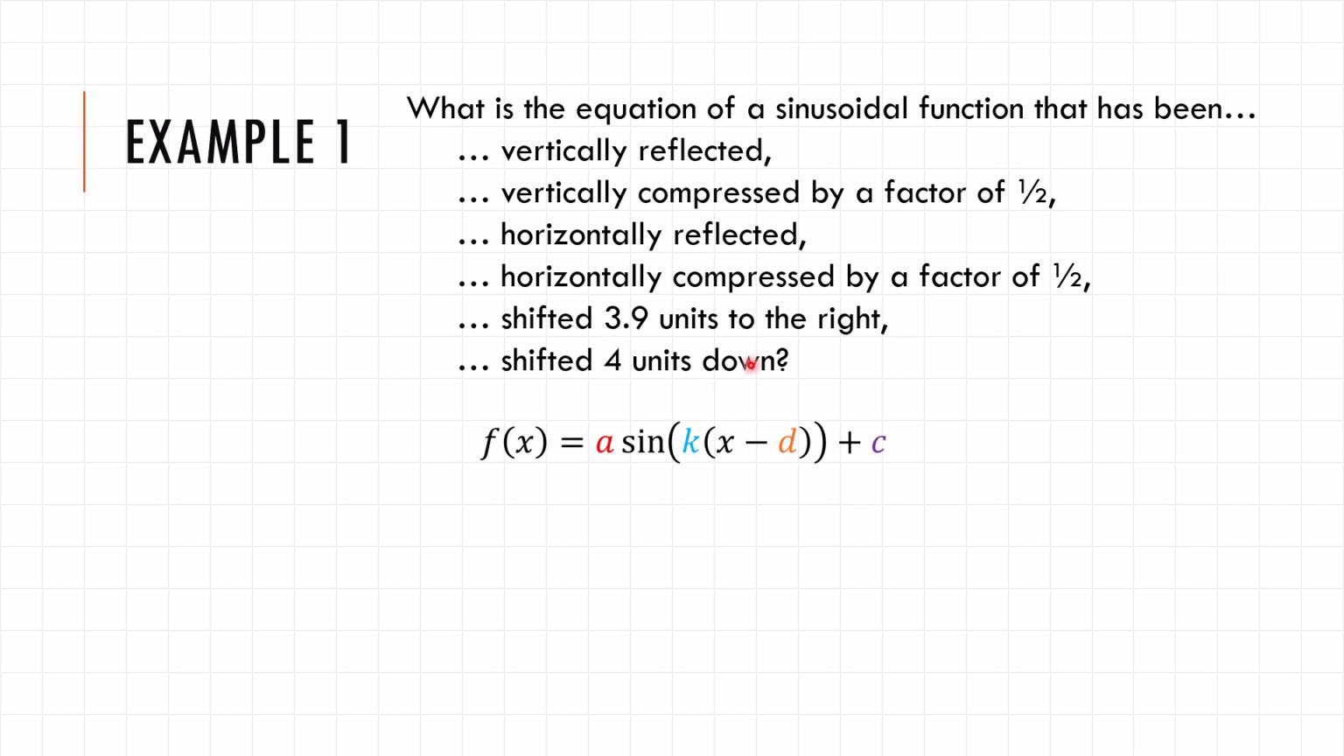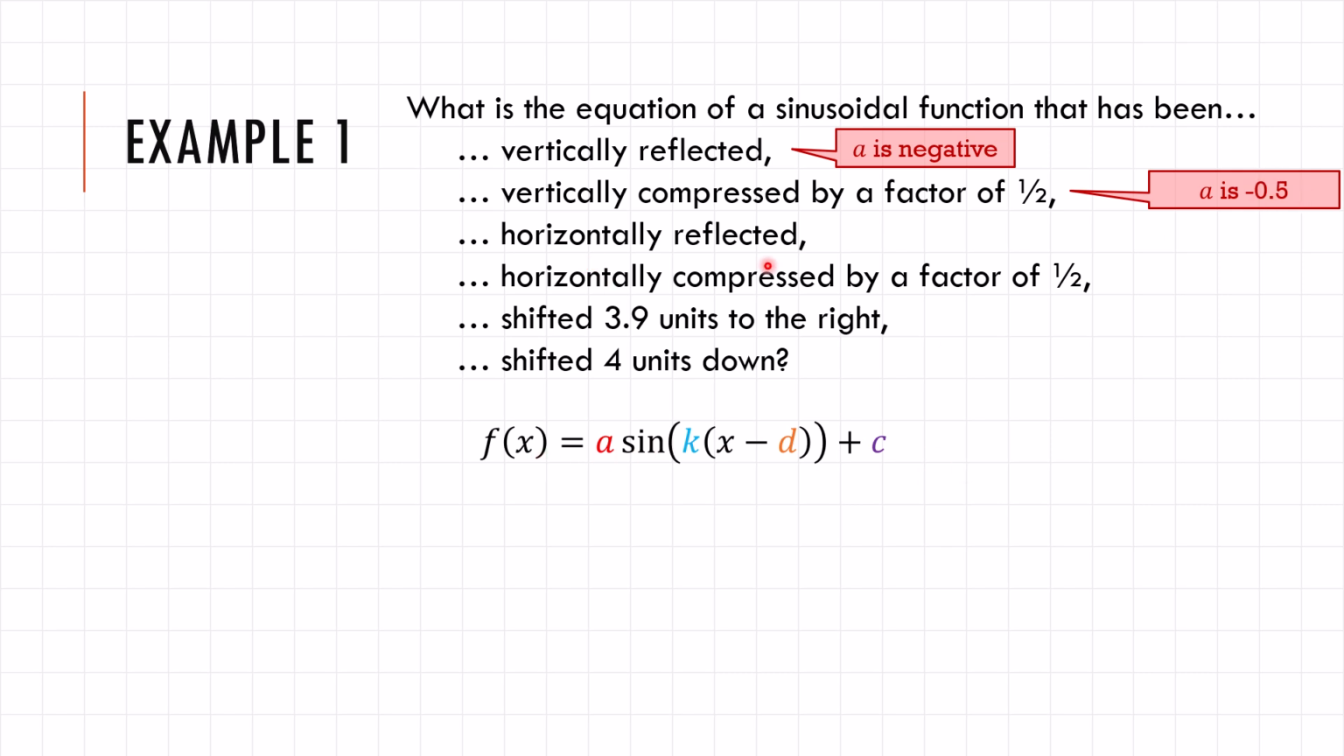Now I'm going to go through each of these and see what I can understand them to actually mean in terms of the equation. For example, if it's been vertically reflected, that means I know that the a value has got to be negative. And if it's compressed by a factor of 1 over 2, well, then I know that this was multiplied by 0.5, 1 divided by 2. And because I know that the a value is negative, a must be negative 1 over 2 or negative 0.5.